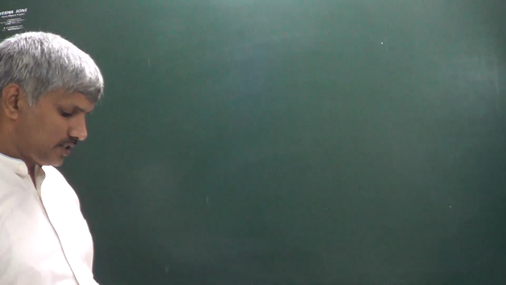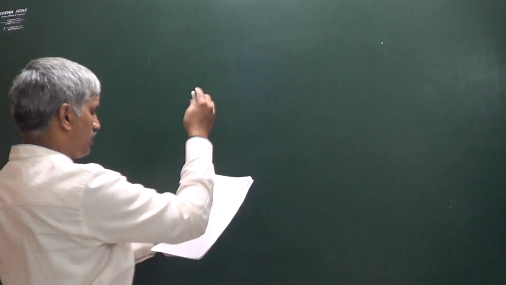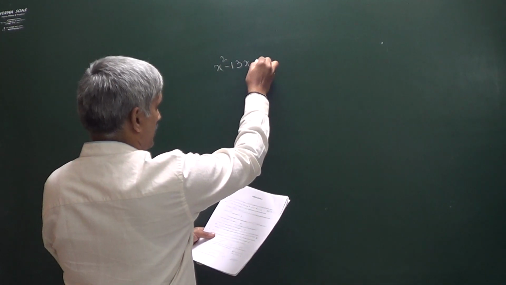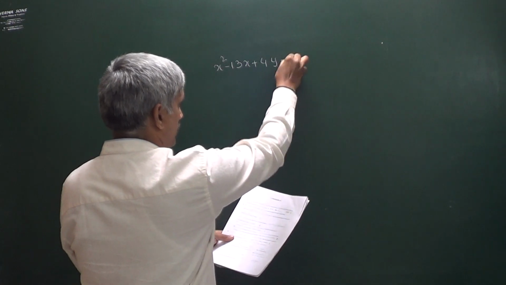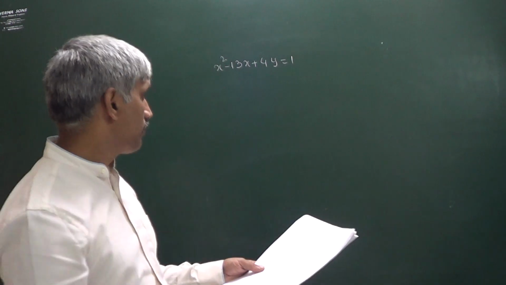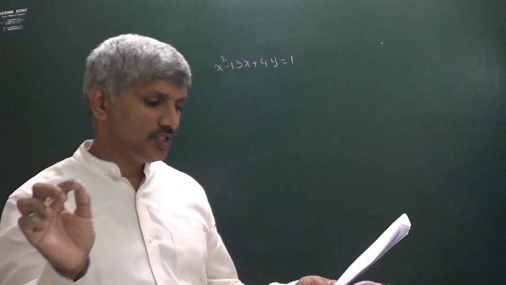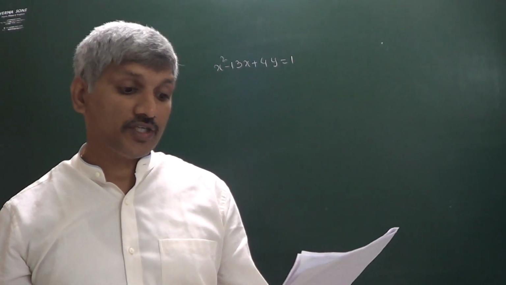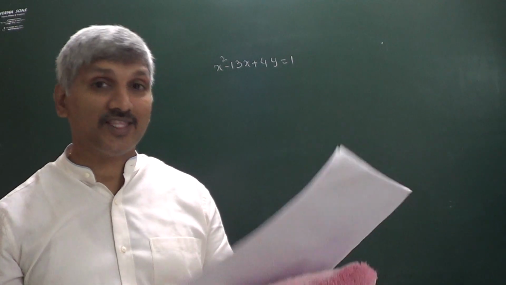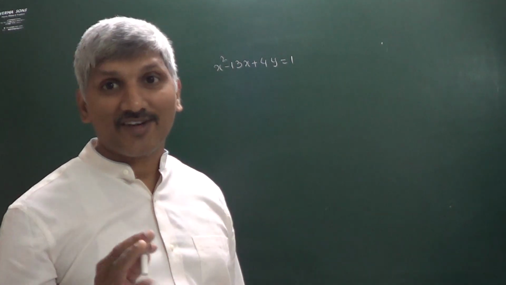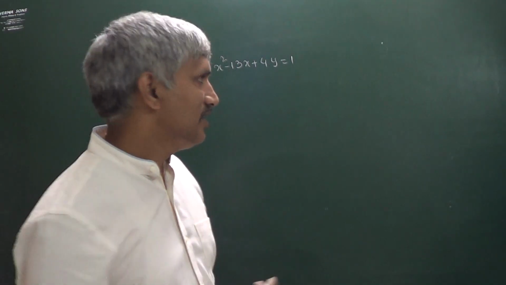So next question is saying that C1 be the graph of the curve represented by x square minus 13x plus 4y is equals to 1. That is the graph of C1. If C2 is the new curve obtained from C1 reflected in the origin, then what is the equation of C2? Reflected in the origin means what?